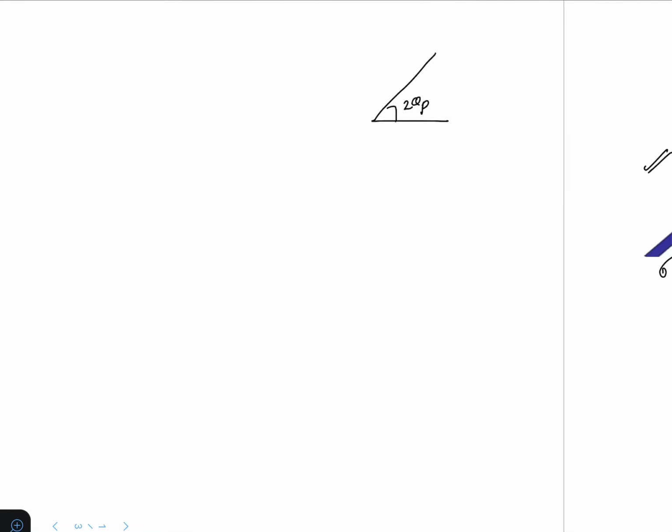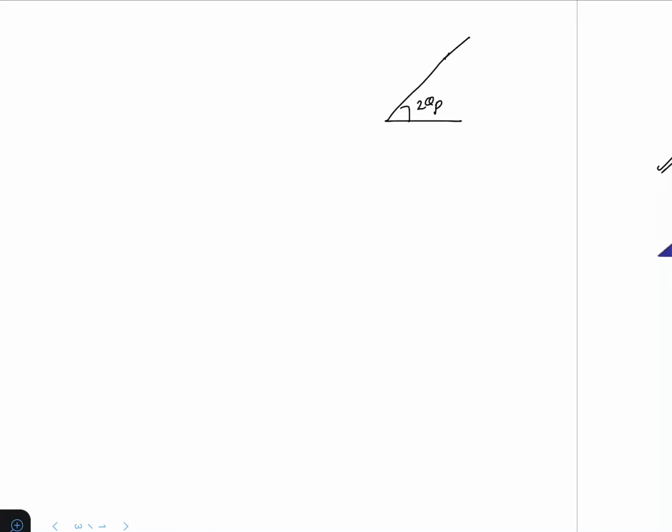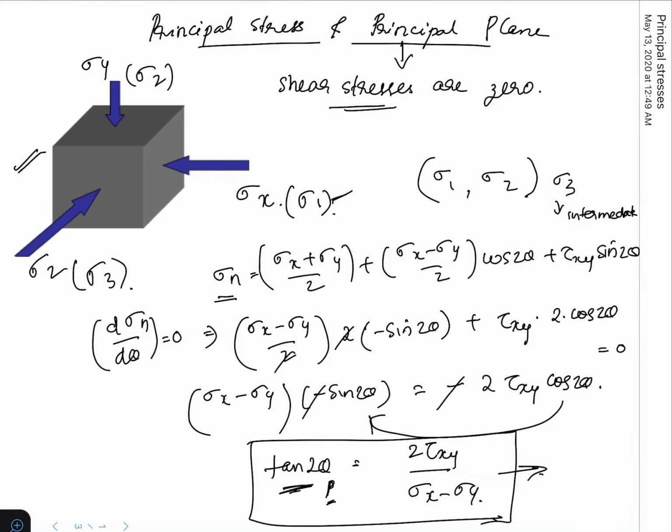That can be represented like this. If we are taking an angle like this, 2 theta p, then tan means sine by cos. So tan means opposite by adjacent. We can write it like this also: tau xy by sigma x minus sigma y by 2. Like this also we can represent this one.